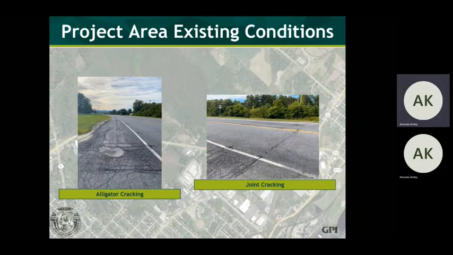The existing conditions along Quaker Road that will be addressed as part of this project include pavement deformations. The majority of these deformations include alligator cracking, often seen in shoulders, as seen on the left-hand side of this slide, and joint cracking, oftentimes at the terminus of previous paving projects, as seen on the right-hand side of this slide.